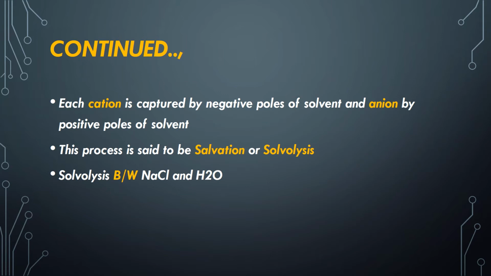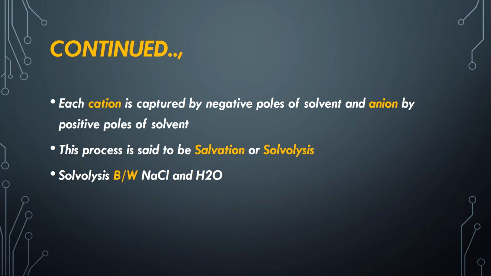This process is said to be solvation. This is the process in which a cation is captured by negative poles and an anion is captured by positive poles. This process is called solvation. Solvation between sodium chloride and H2O: when we want to dissolve sodium chloride in water, the positive poles of the sodium are captured by the negative poles of the oxygen of water. So they can dissolve each other.